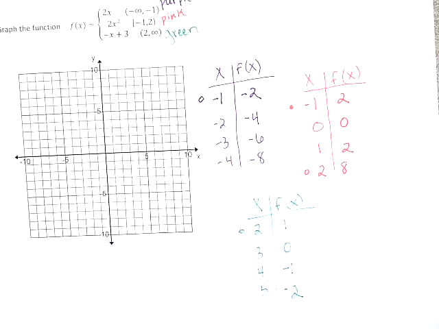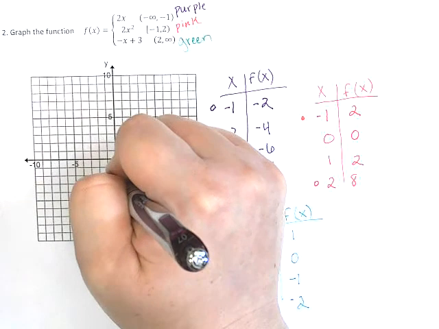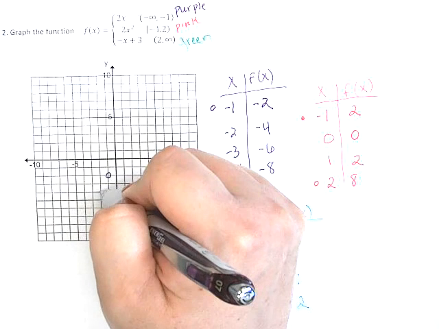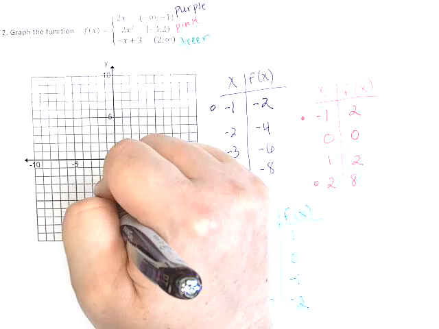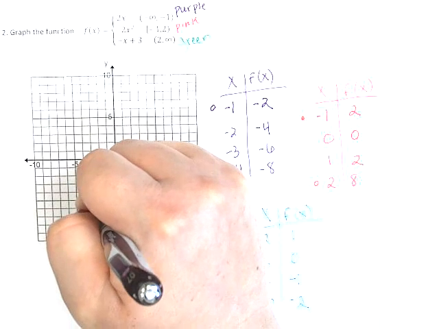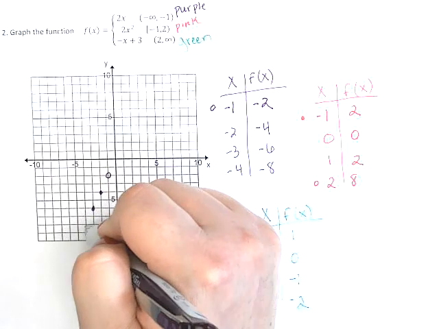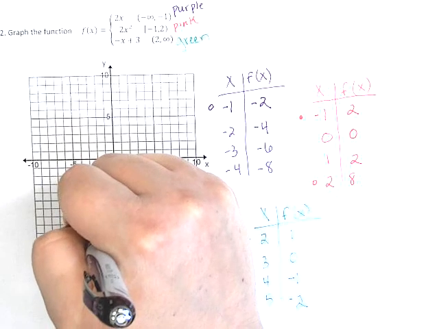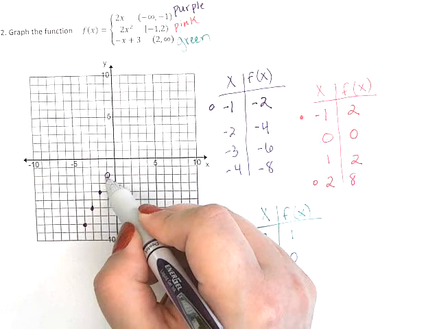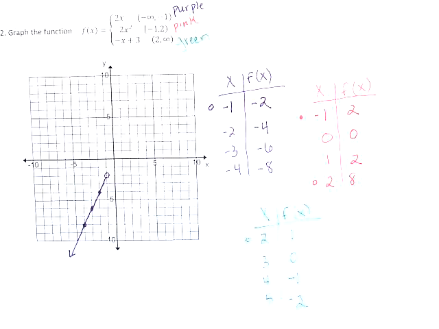So starting with the first one, we're going to have an open circle at negative 1, negative 2. Negative 2, negative 4. And then we can keep going. There's our negative 3, negative 6, and then negative 4, negative 8 would be right here. And again, because this one is a straight line, you should grab a straight edge. Again, I don't have any on me, unfortunately, but we're going to want our straight edge like that.